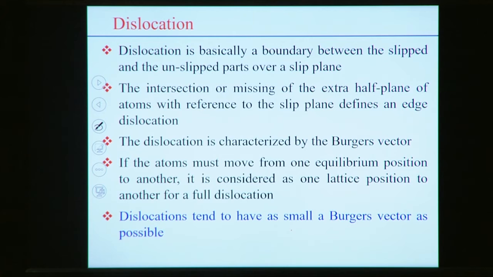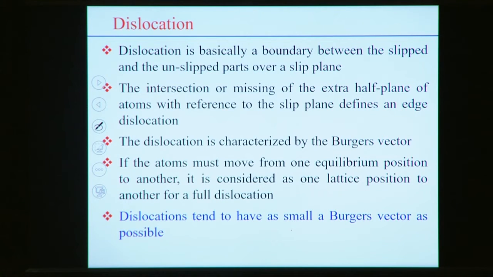Now I come to that point, dislocation. How can we define the dislocation? Actually, a dislocation is basically a boundary between the slipped and unslipped parts over a slip plane. So it distinguishes between the slipped and the unslipped part. That is the representation of the dislocation. The insertion of the extra half plane that we have already discussed, with reference to a slip plane, defines an edge dislocation. The dislocation is characterized by the Burgers vector.